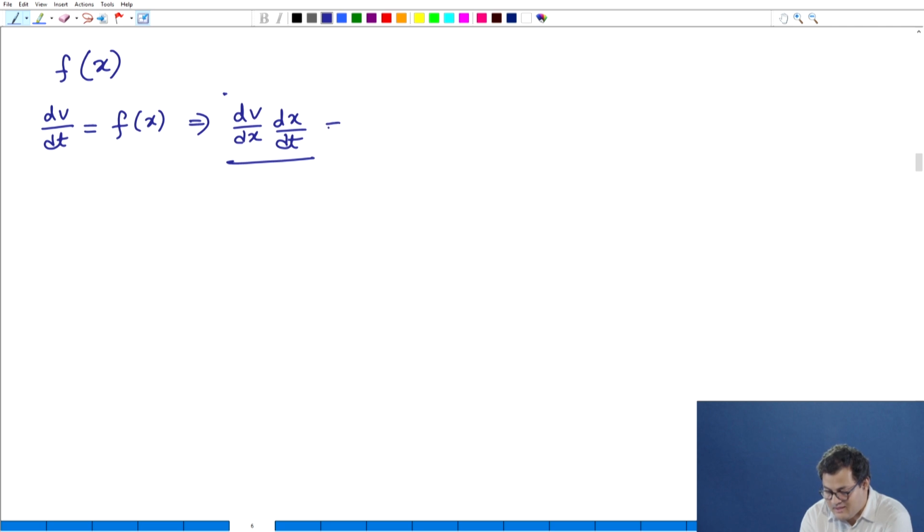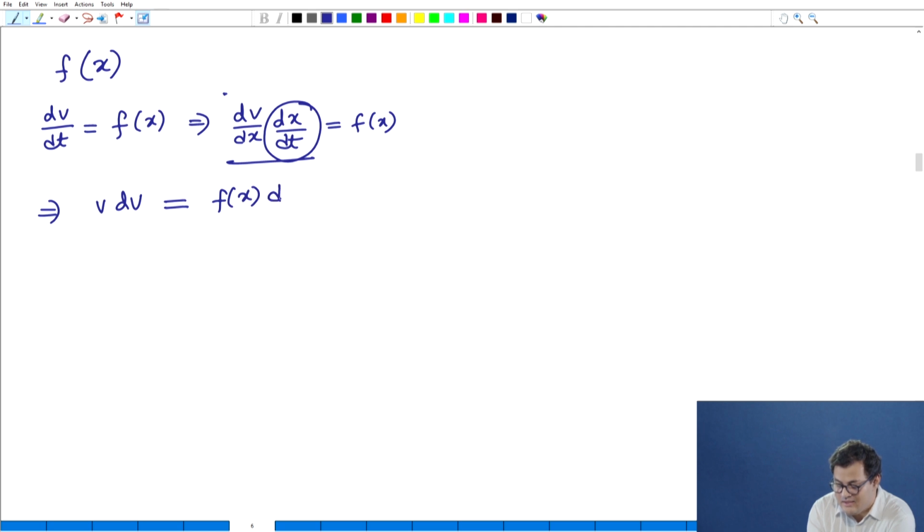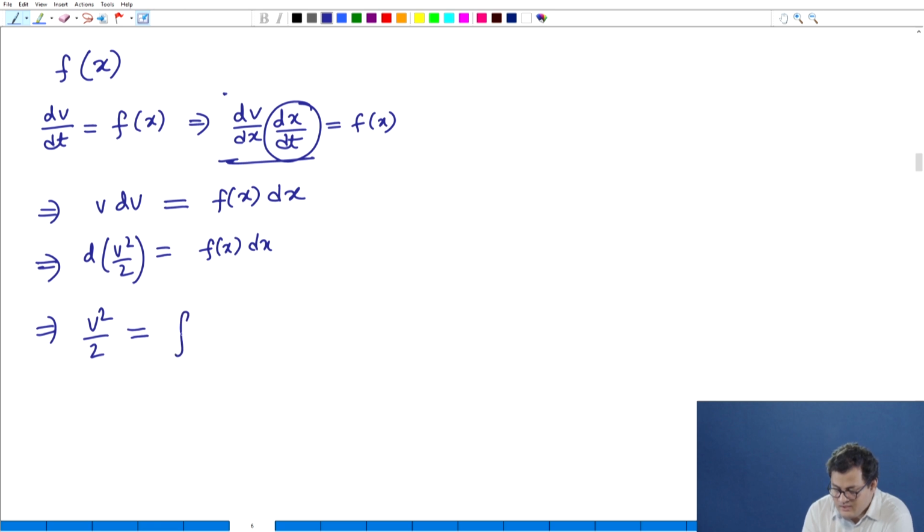So, if you write that in f x, then you see this is your v. So, you then have v dv is equal to f x dx, because this will be v dv dx, and that will be f x. You have d of v square over 2 is equal to f x dx, and if you integrate it will give you v square by 2 is equal to integration of f x dx, of course plus some constant c 1.